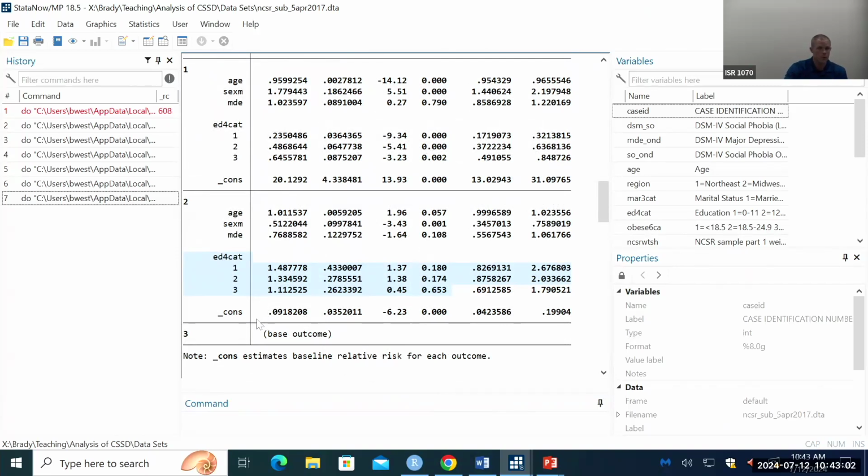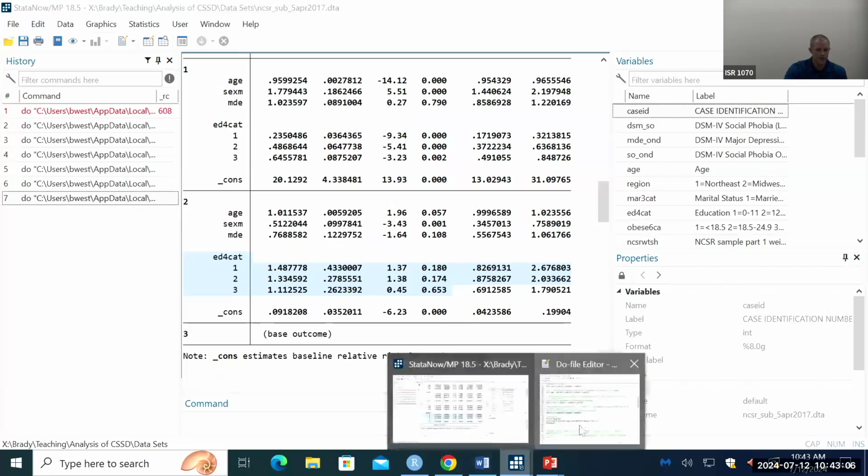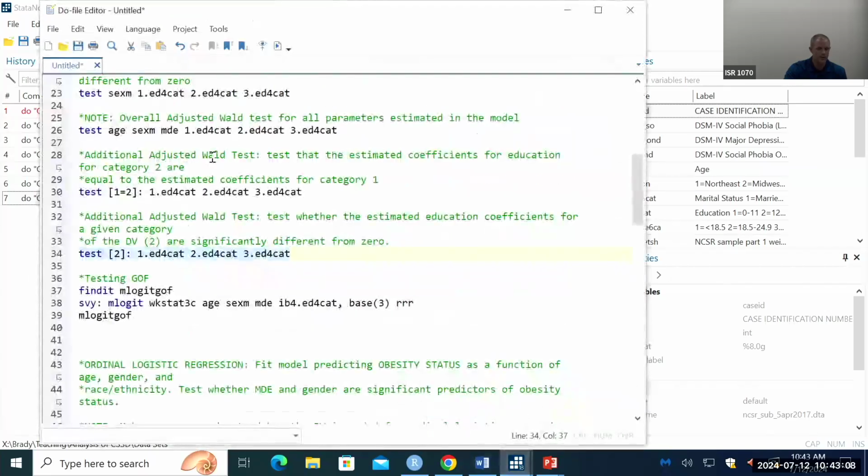Everybody with me so far on the Wald tests? These are all different flavors of Wald tests for multiple parameters that you can consider. We just have to remember that in a multinomial logit model, there's several logits to consider. So a lot of these tests are going to have more parameters than we're used to.